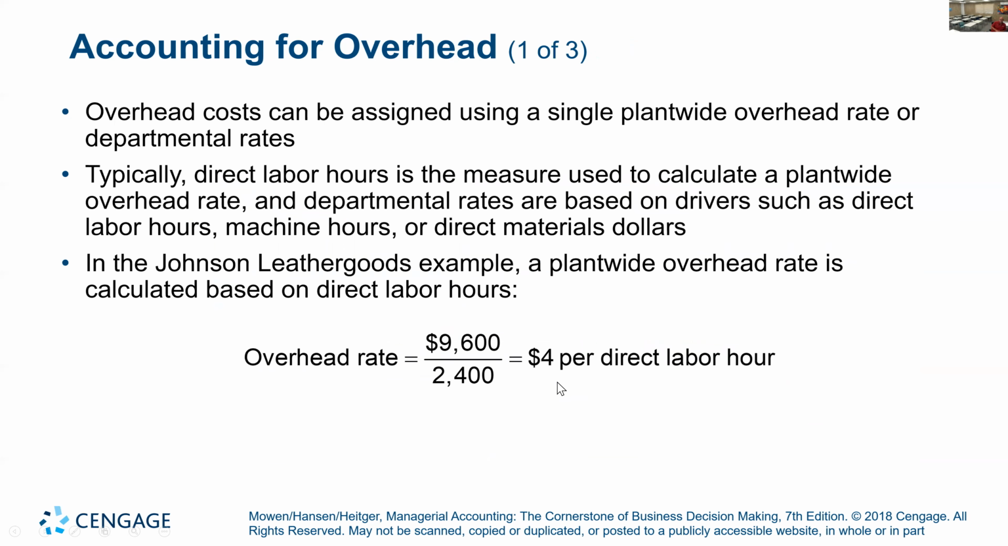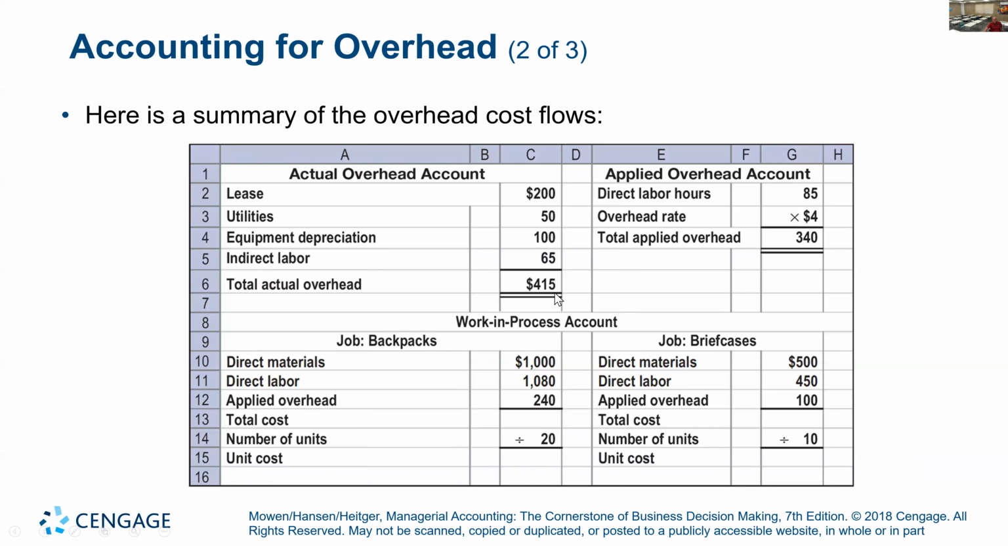For our overhead, they are using a wide rate, okay, based on labor hours. It gives you all the information you needed. They estimated their cost at 9,600. They estimated labor hours is 2,400, to get $4 per direct labor hour. So then you'd have to think back. Direct labor hours were 85, okay, times 4, so 340.